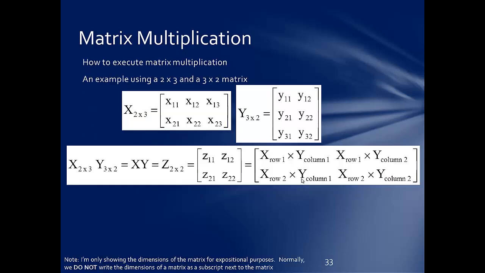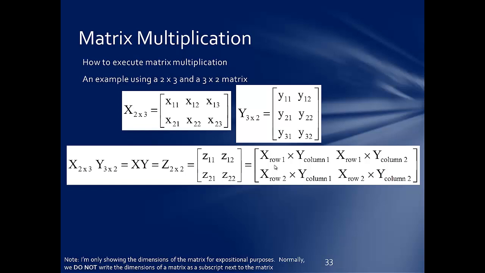Now, how do we actually execute matrix multiplication? Well, let's consider a 2 by 3 matrix being multiplied against a 3 by 2 matrix. This works because the number of columns in the first matrix equals the number of rows in the second matrix, so rule number 1 is satisfied. By rule number 2, when we multiply these two matrices, the resulting matrix will have 2 rows and 2 columns. So the resulting matrix will be a 2 by 2 matrix.